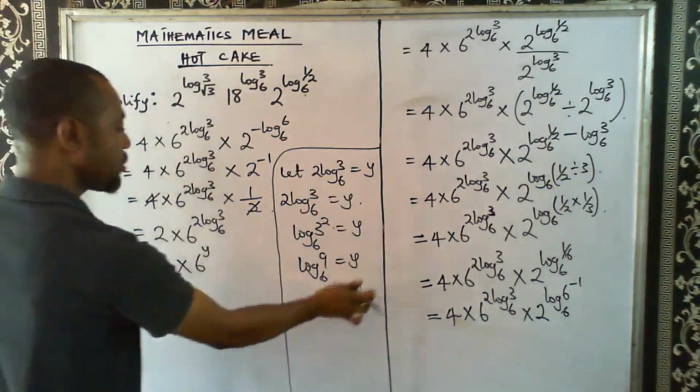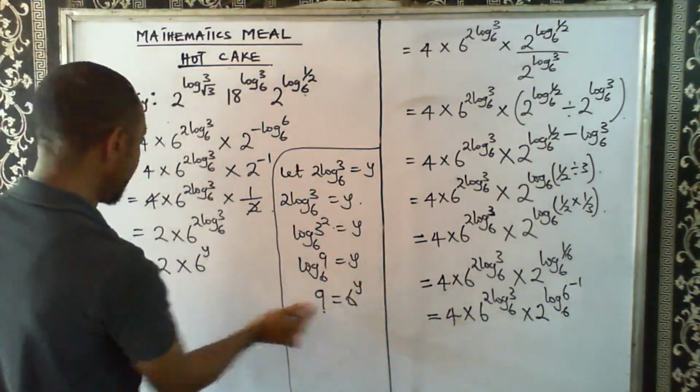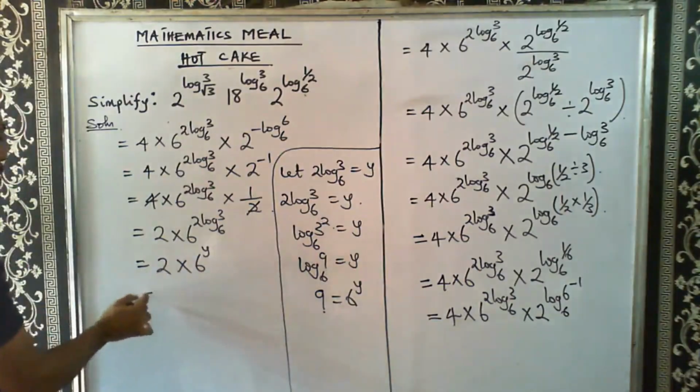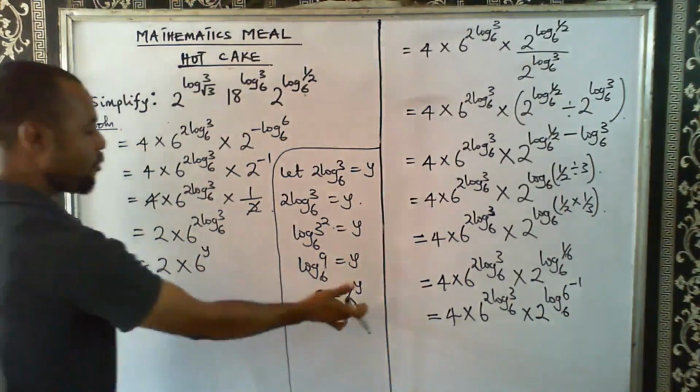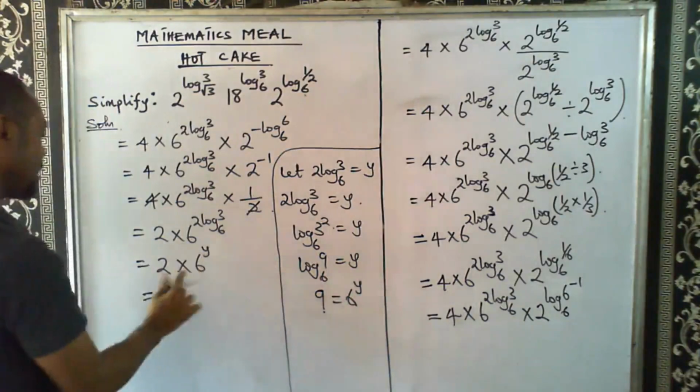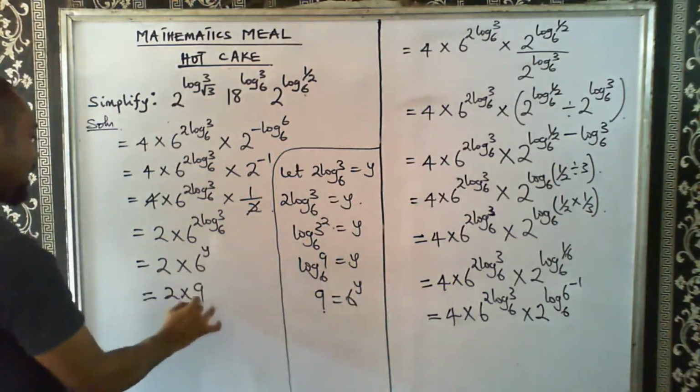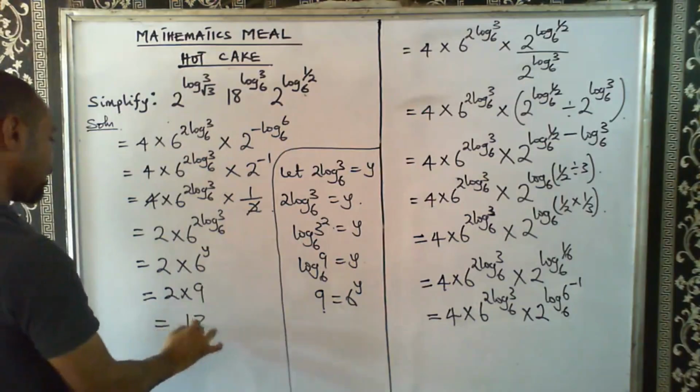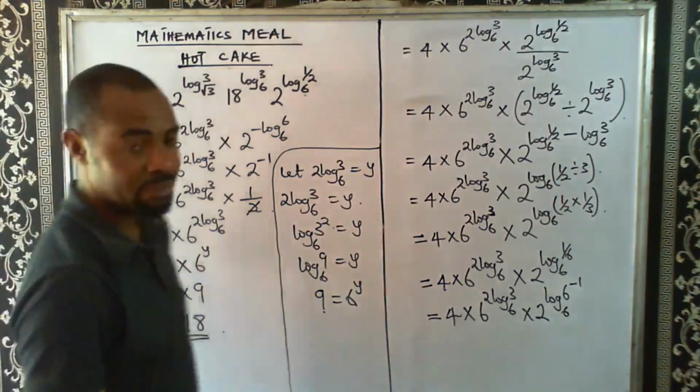So 6 raised to power y is 9. So we have 6 raised to power y here, beautiful enough. If we now use 9 to replace 6 raised to power y, we have 2 times 9, and finally our answer becomes 18. Wow.